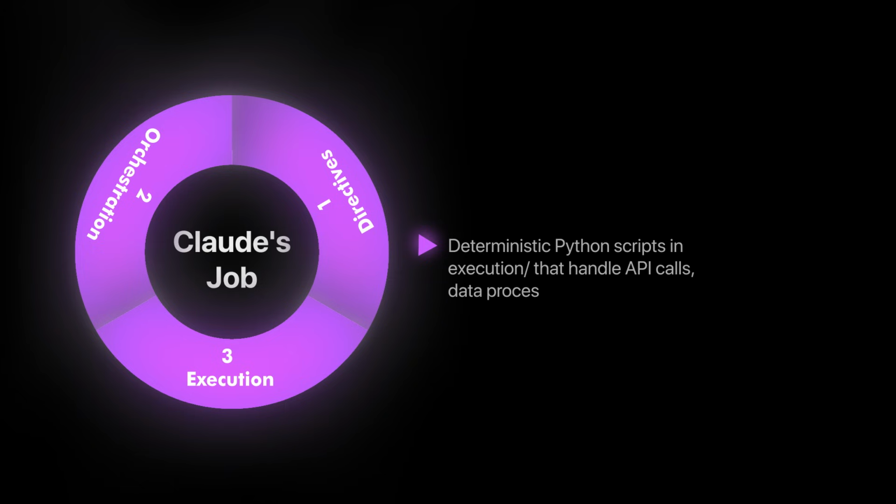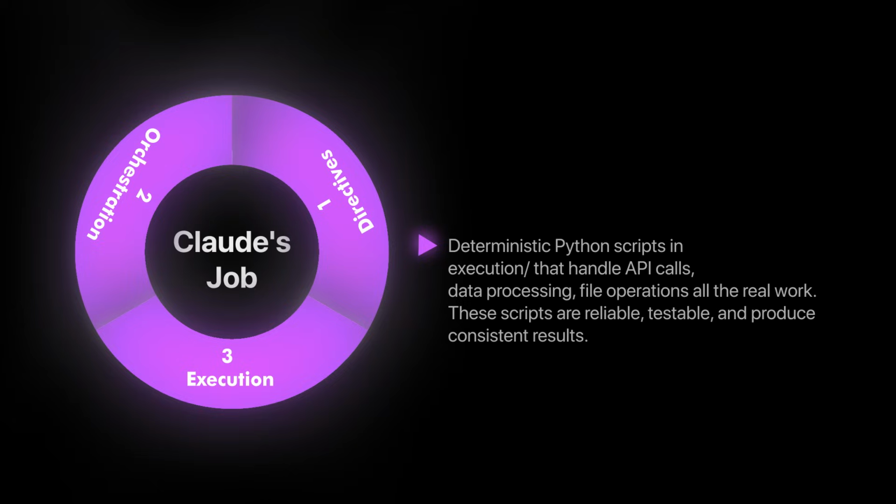Then the third layer is execution, which is deterministic Python scripts that handle API calls, data processing, and file operations, all the real work. These scripts are reliable and testable and produce consistent results.